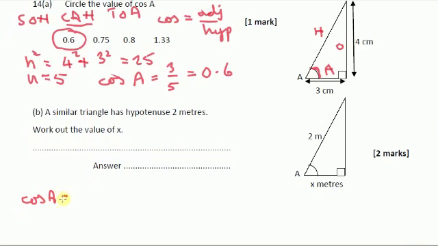So cosine of A equals 0.6. And that equals the adjacent, which I don't know, in the second case is x, divided by the hypotenuse of 2. We're working in meters. So solving that equation, x equals 2 times 0.6, which is 1.2. I'll write it down here. 1.2 meters for x.